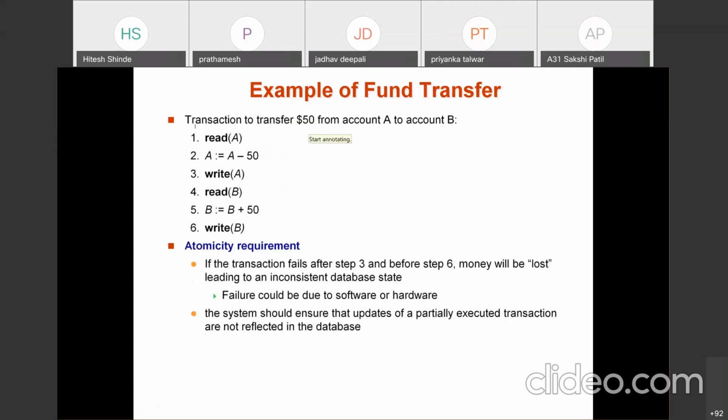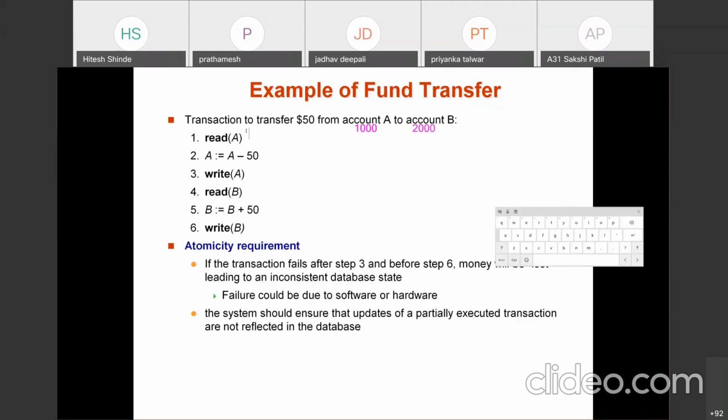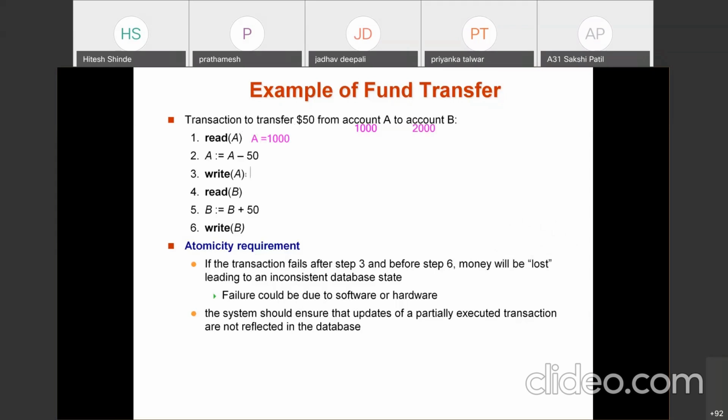Now see, suppose this transaction starts its execution. As I told, initially suppose there is $1,000 in account A and $2,000 in account B. So in that case, initially it reads the value of A. So initially A is equal to 1,000. Then A is equal to A minus 50. Write the value of A, which is equal to 950.